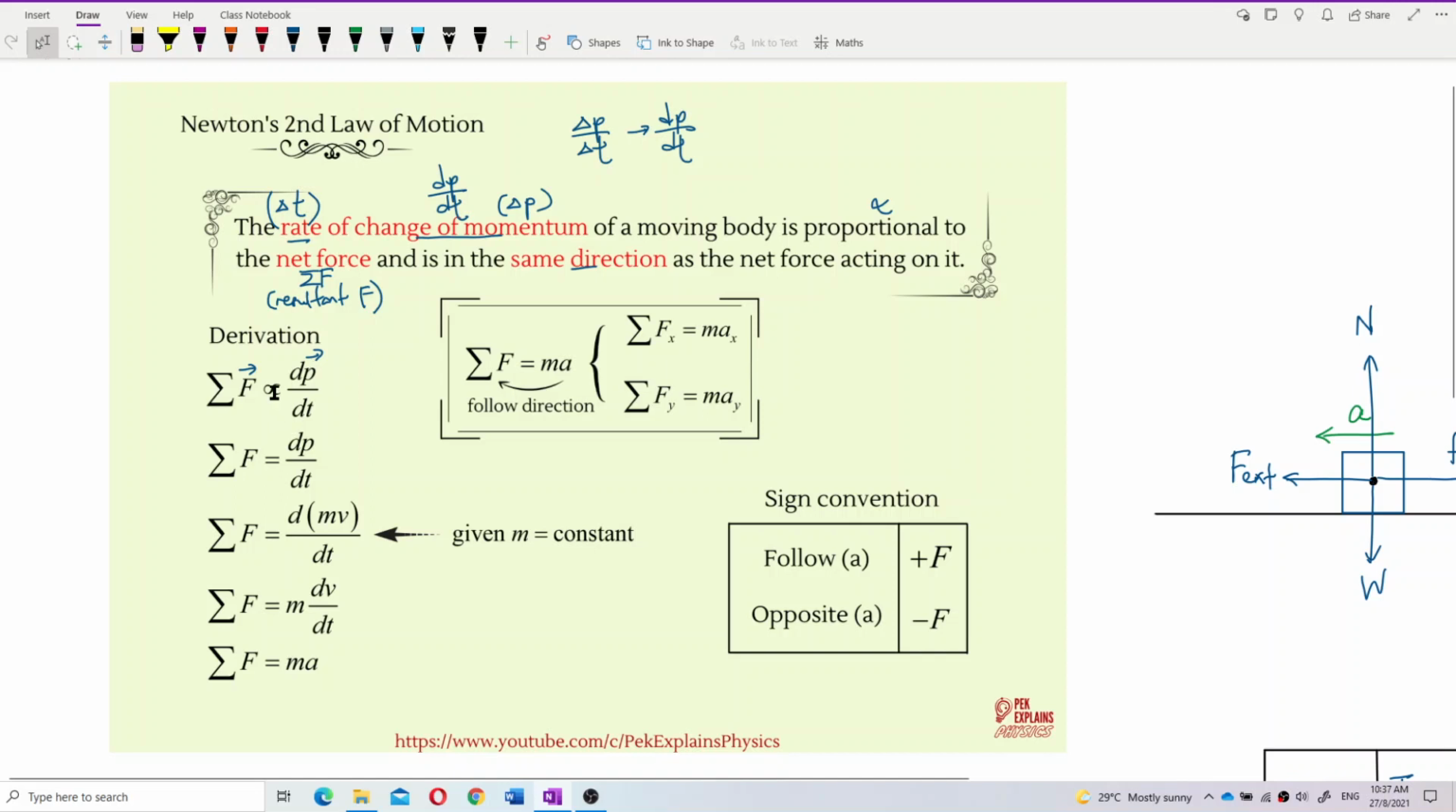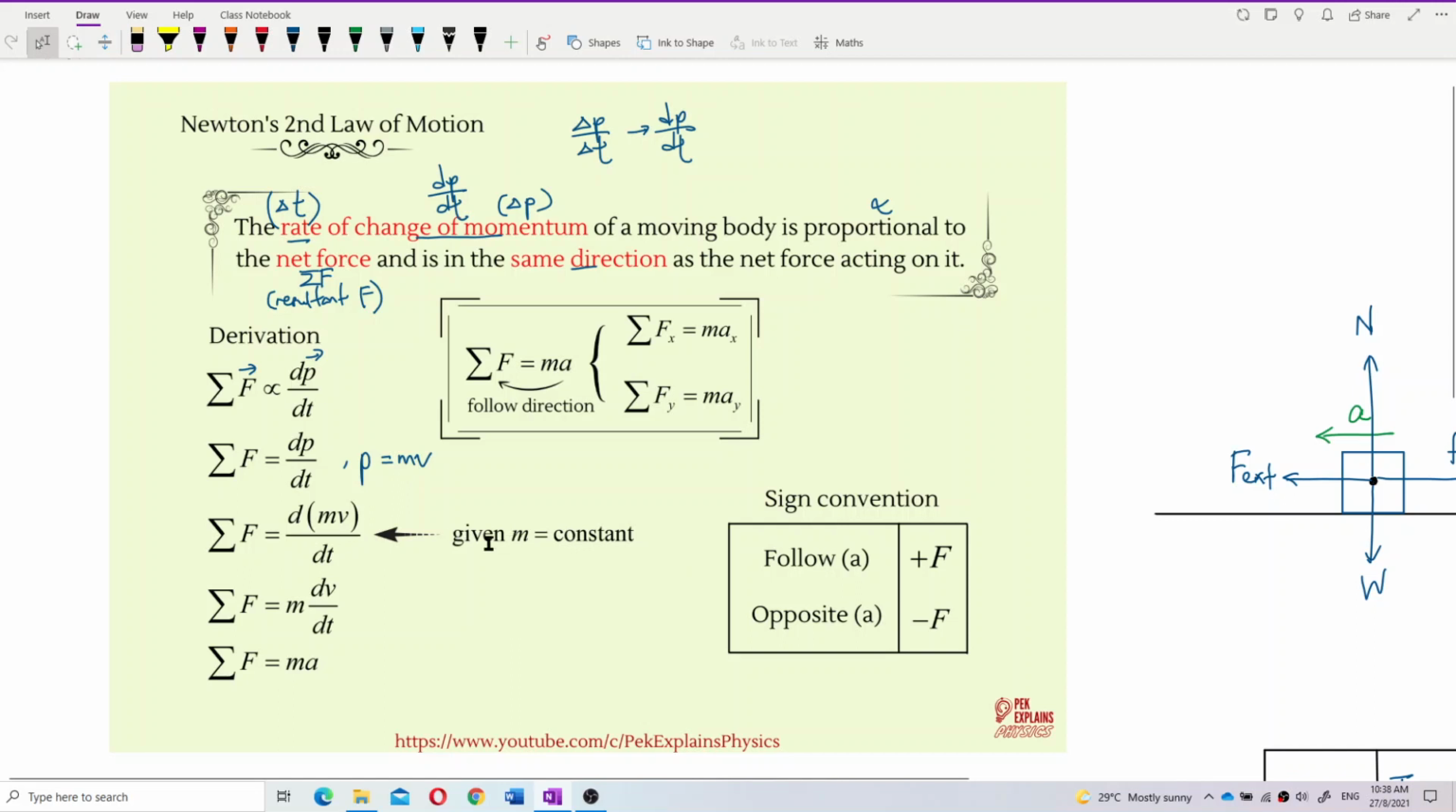Now we derive from here. Total force is actually the rate of change of momentum. We know that momentum is mass times velocity, so we substitute for the momentum. In our syllabus, we make the mass constant. We don't think about change of mass, although in other syllabuses the mass sometimes does change.